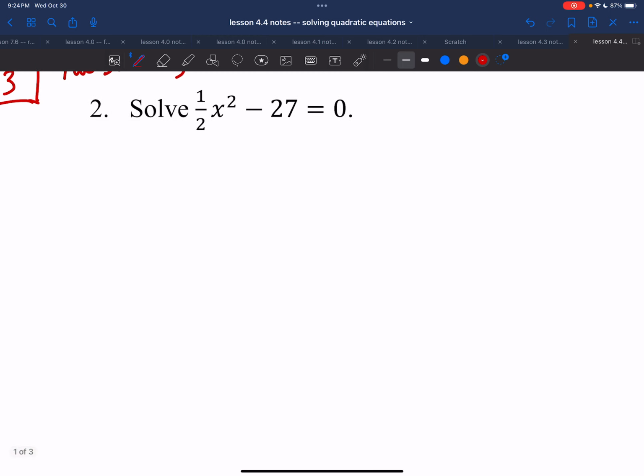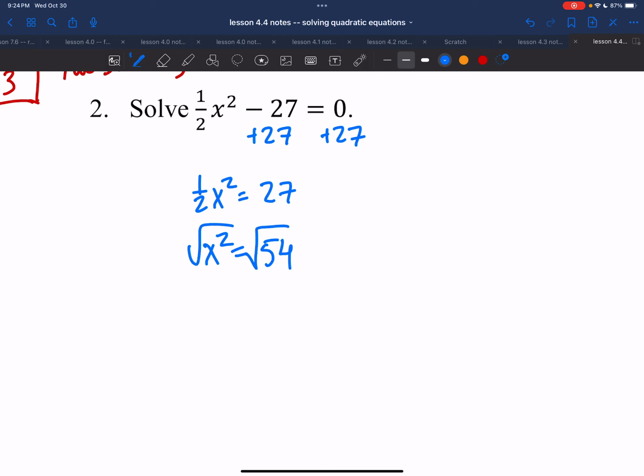Okay. A second one. Solve 1/2 x squared minus 27 equals 0. Again, let's just isolate x squared. Add 27 to the other side. We got 1/2 x squared equals 27. Beautiful. Then I can multiply both sides by 2, getting 54 here. And then at this point, I just need to isolate x. So I'll take the square root of both sides, doing a plus or minus because you don't know if it's positive or negative. And, well, now the task is just to reduce the square root of 54.